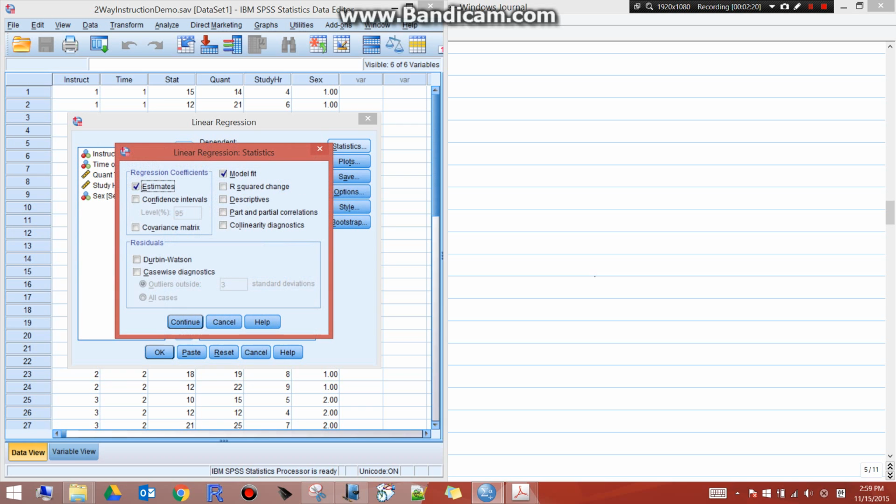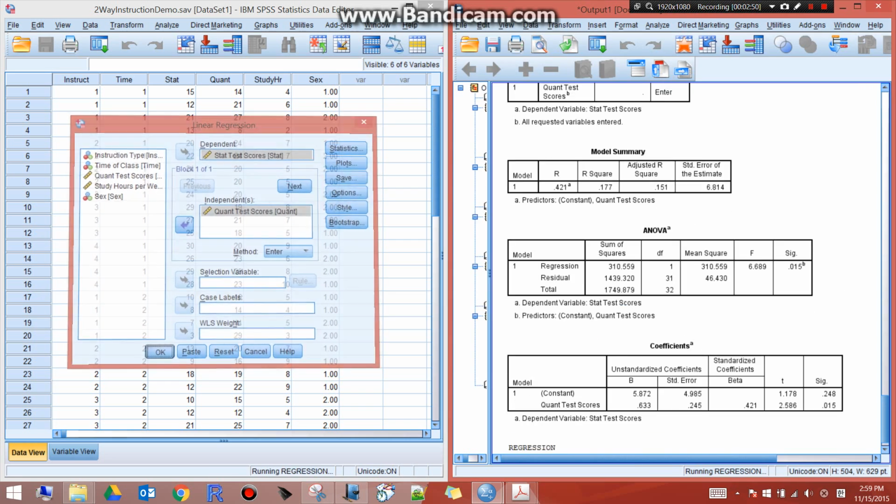And then go to Statistics. What we need is estimates of regression coefficients. Those are the parameters that we want to look at. In addition to that, we also need to look at the model fit, whether the model fits well to our data. So we need the estimates and model fit, and these two are the default settings of SPSS. So just keep them there, continue and click OK.